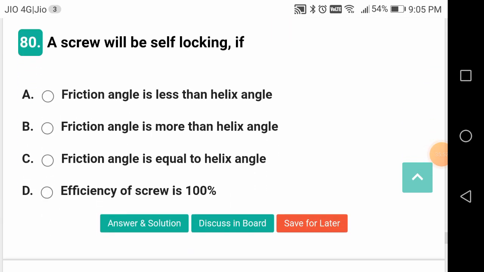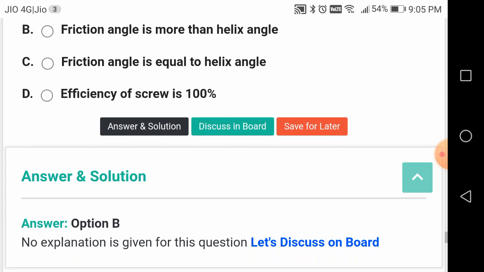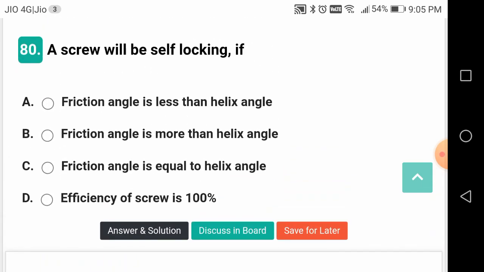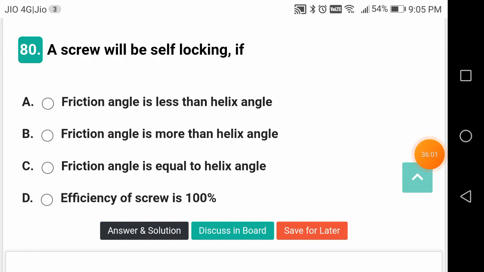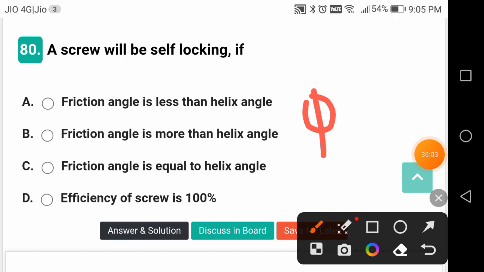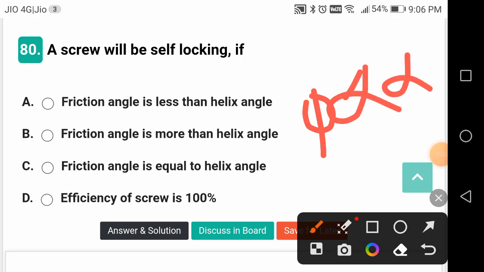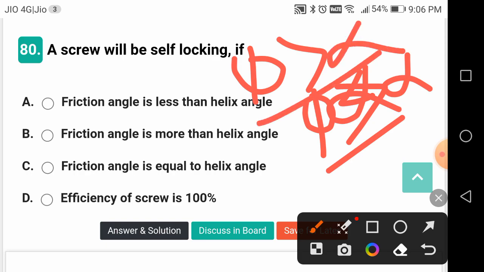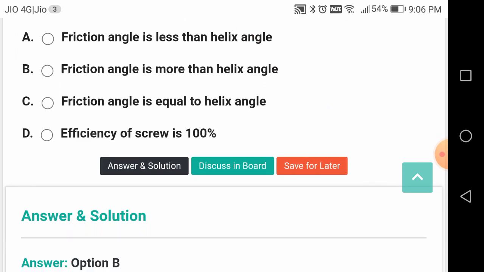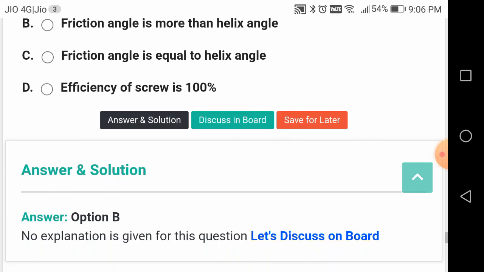A screw will be self-locking. This is once again a good question, friends. When the friction angle is more than the helix angle, that is phi greater than alpha. Phi is the friction angle. Tan of friction angle is going to give the coefficient of friction, mu. But alpha is the helix angle.